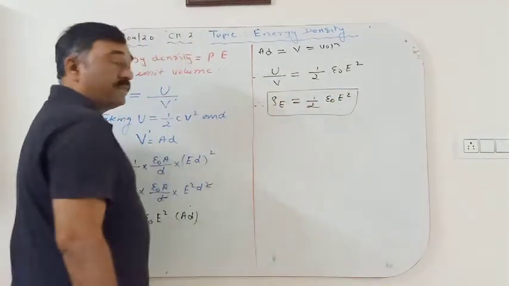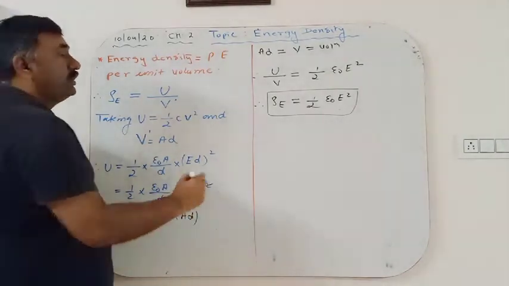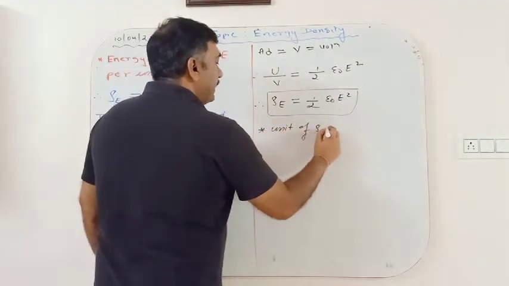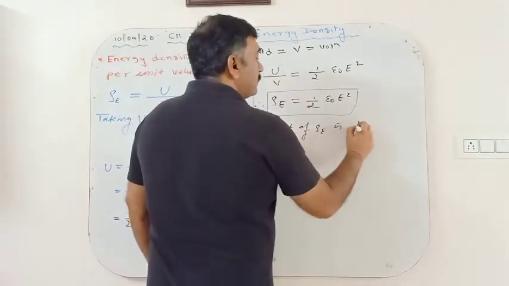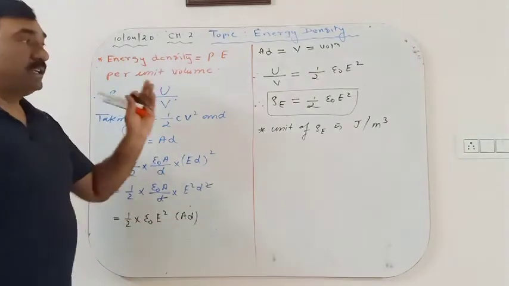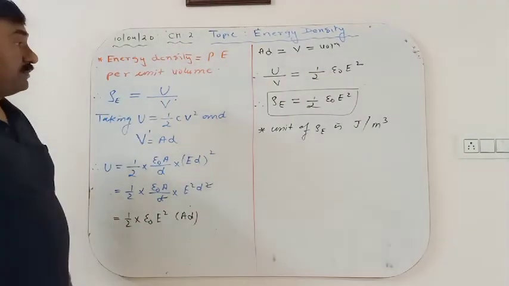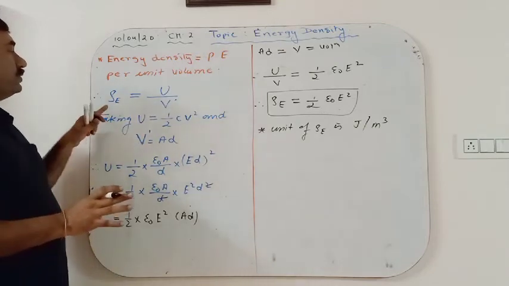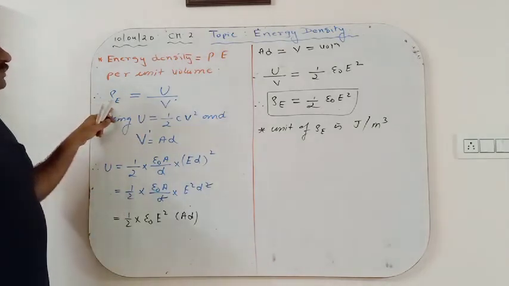What is the unit of energy density? Unit of rho E: energy is joule and volume is meter cube. And we are going to derive the same relation in terms of the magnetic field in chapter number 6. So again, potential energy per unit volume is known as energy density.